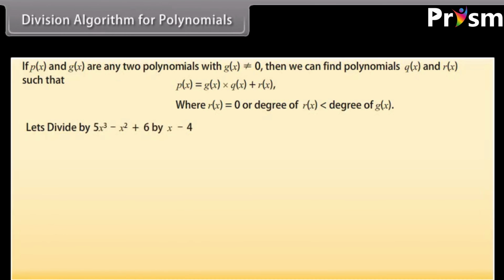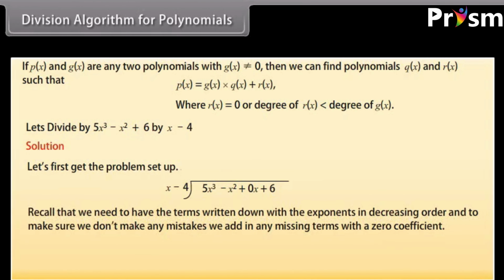Let's divide 5x cube minus x square plus 6 by x minus 4. Let's first get the problem set up. Recall that we need to have terms written down with the exponents in decreasing order, and to make sure we don't make any mistakes, we add in any missing terms with a 0 coefficient.